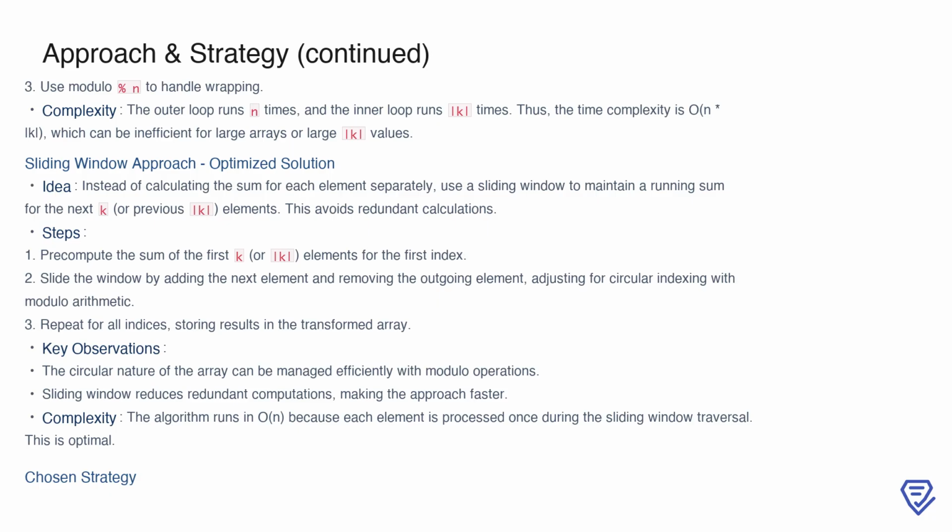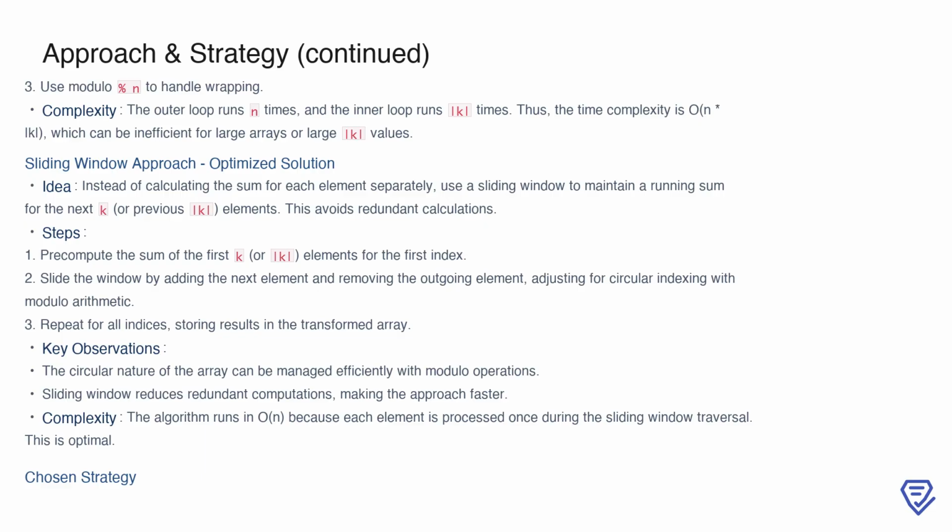For instance, when summing the required elements, we use modulo n to cycle through indices, even if they go out of bounds. However, the inefficiency stems from the fact that for each element in the array, we recalculate the sum from scratch, resulting in redundant computations.